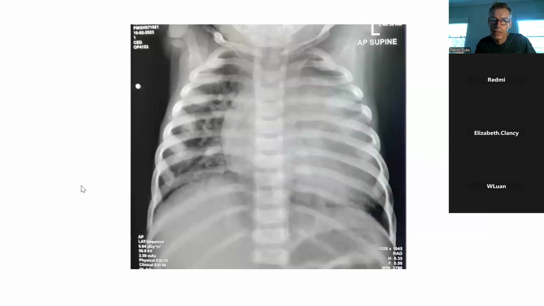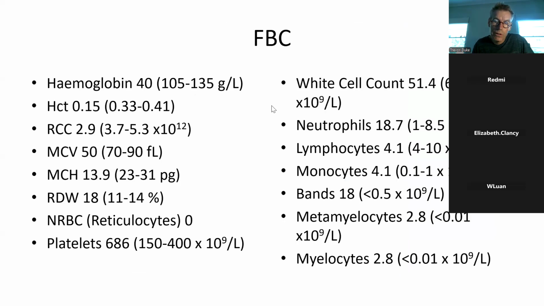This was this boy's chest X-ray, and you can see how big his heart was, and how congested his lung fields are. This is severe heart failure, and the severe heart failure was due to this: his hemoglobin is 40. So again, progressive anemia can lead to heart failure if it's not corrected.